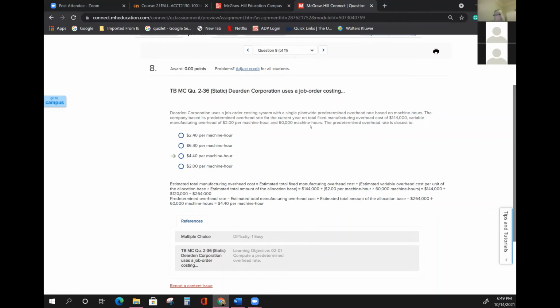Okay, so it's doing the same thing. It's just laid out a little bit different than the other problem, but it's basically doing the same thing. You have to calculate it out, come up with that estimated manufacturing overhead. Once you have your amount, then you take that amount and divide it by the estimated level of activity. So we have the 264,000 when we add them together, and we divide that by 60,000 to come up with the 4.40.